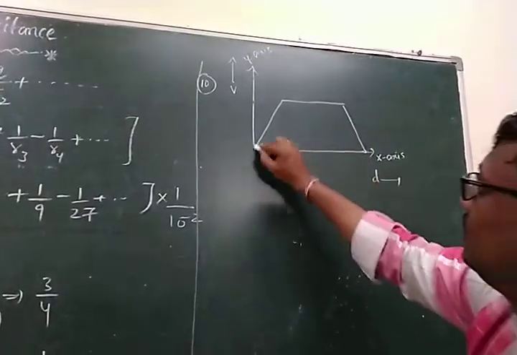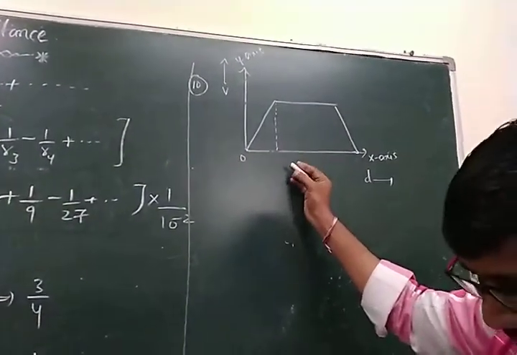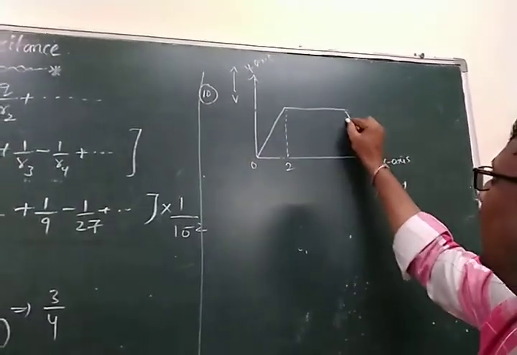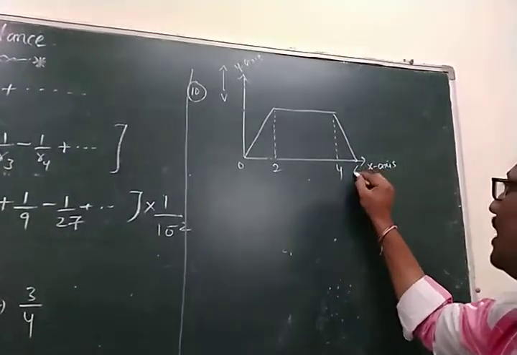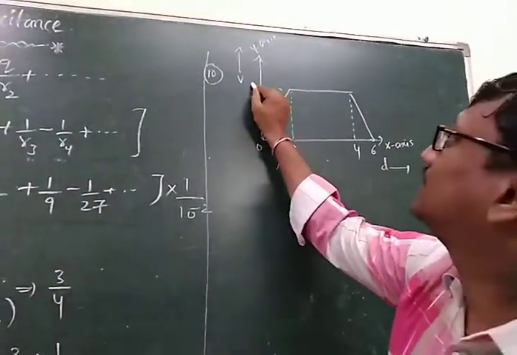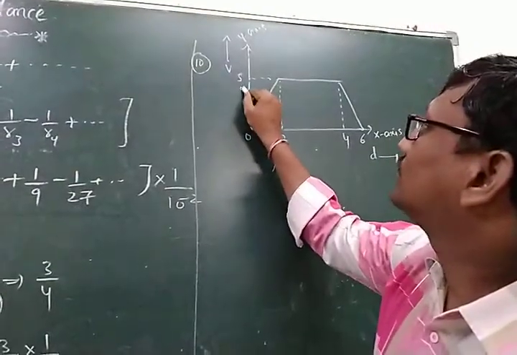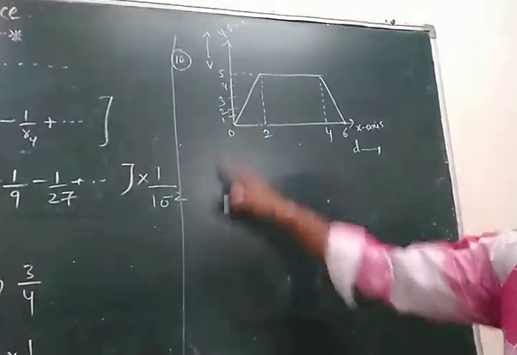Now, see, from the origin 0 it is increasing up to the point 2, and then it is constant from 2 to 4, and from 4 to 6 it is decreasing. The y-axis values are 5, 4, 3, 2, 1, 0, and this is the potential.